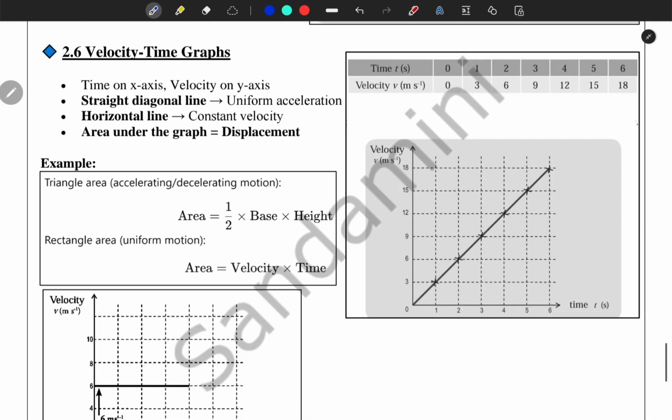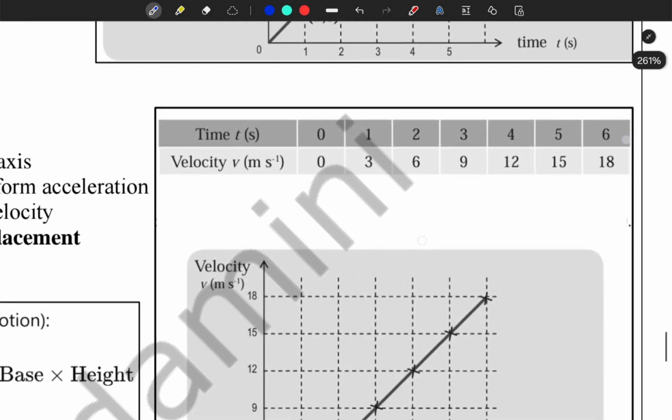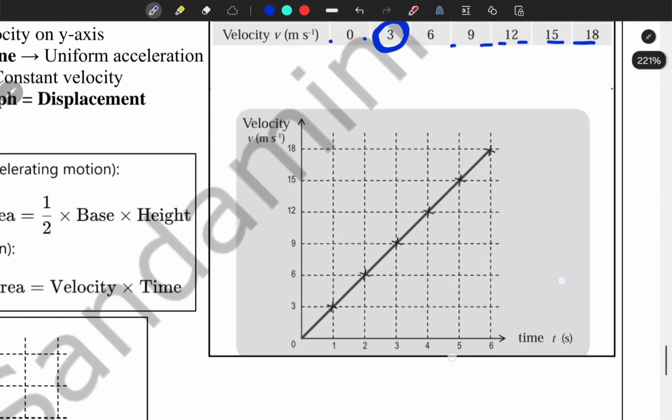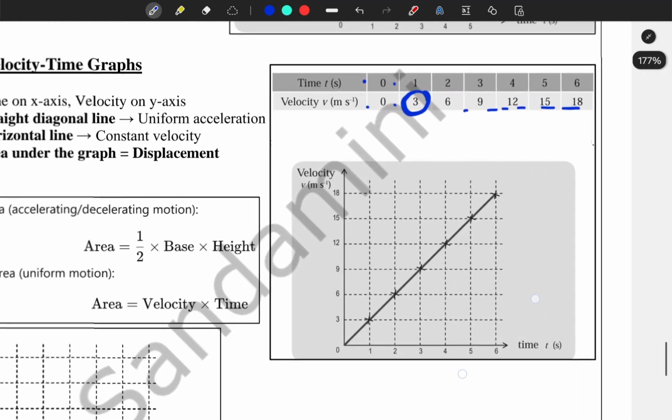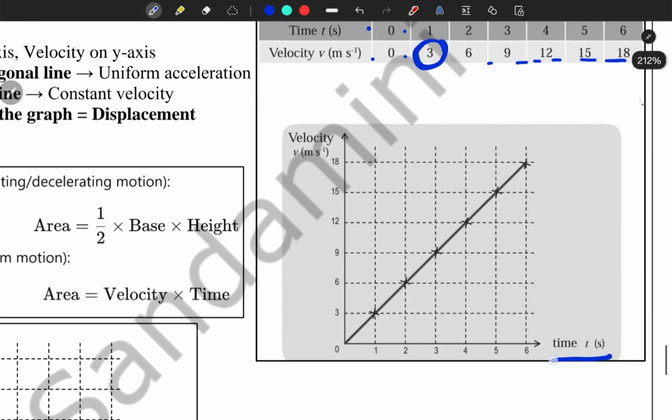Then this is the velocity time graph. In the same way as the displacement time graph, if we plot the velocity and the time, you can see at 0 seconds the velocity is 0, and at the first second it's 3 meters per second. Likewise it's changing, right? So if you plot that in a graph the same way, the time goes on the x-axis and the velocity, which is changing with time, goes on the y-axis. That is a rule, right?